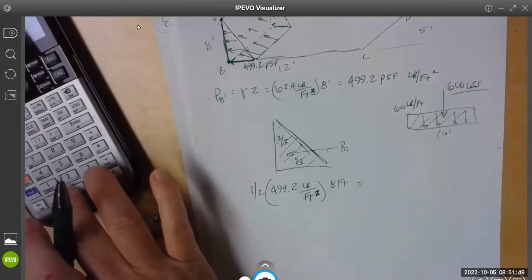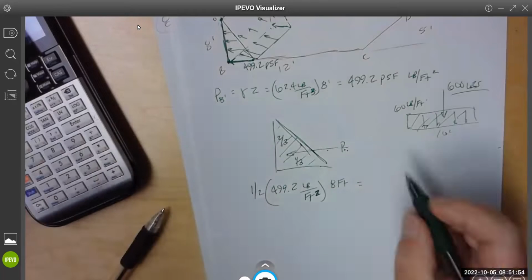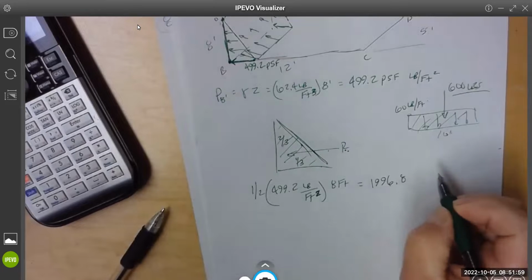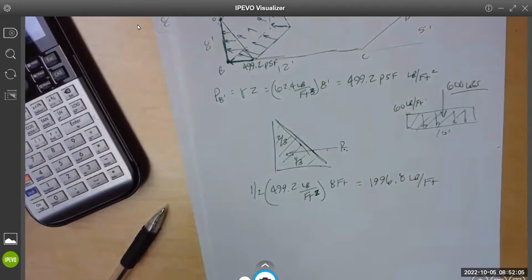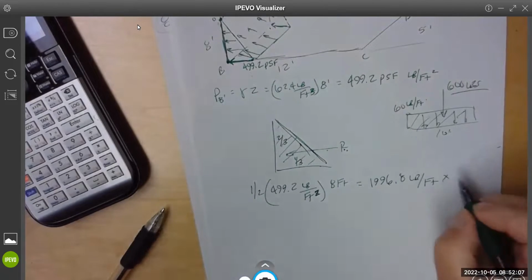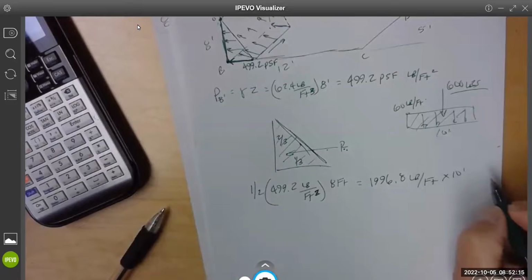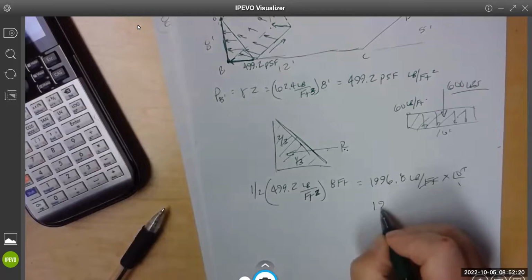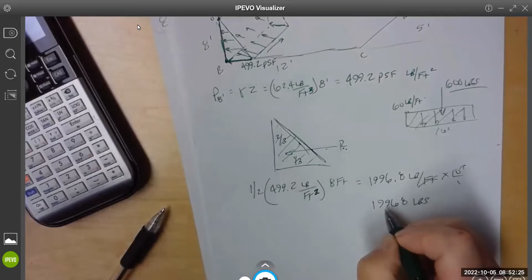All right, so it's 0.5 times and then 8 times. So this gives me 1996.8, and one of those goes away, and that's pound per foot. And then we're going to multiply times the depth to get this total volume of load, 10 feet, and that crosses, so another decimal point, 19968 pounds.